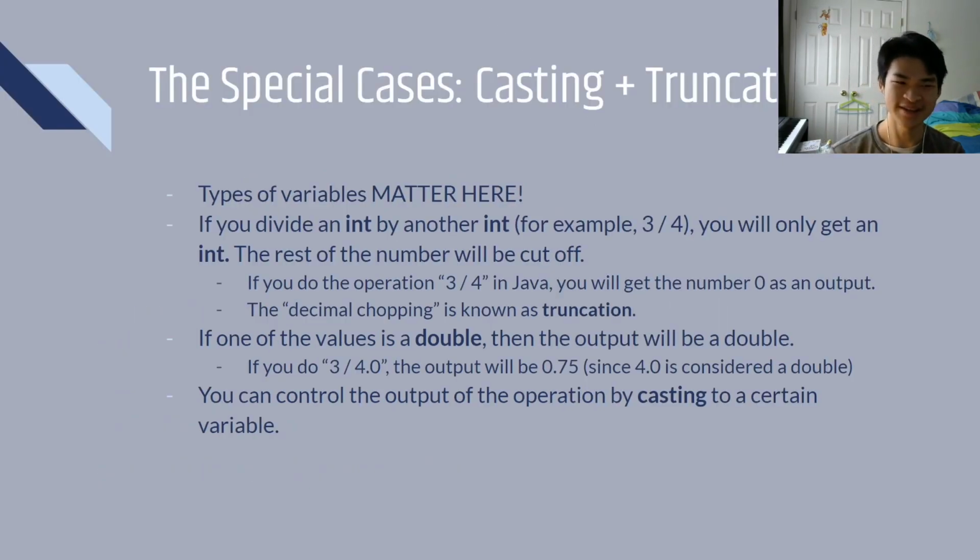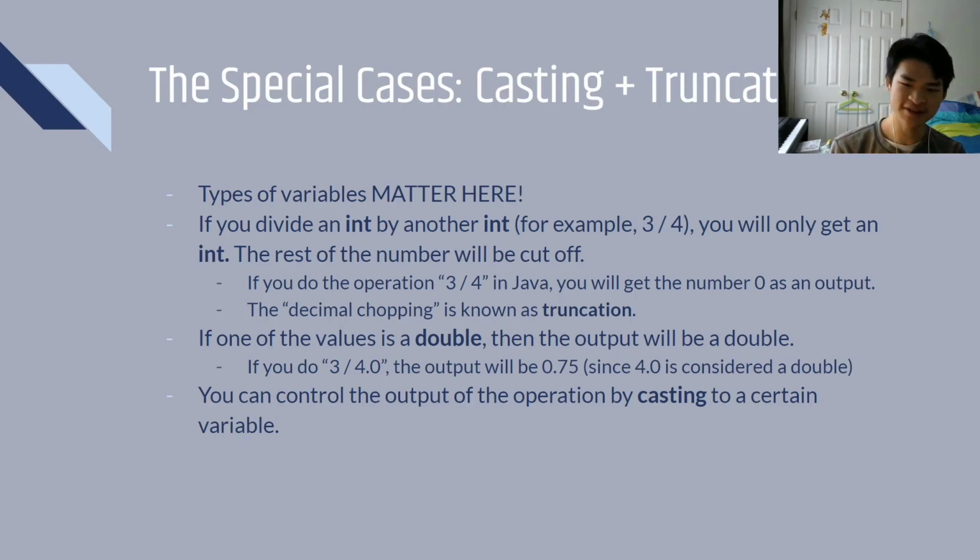We have some special cases in arithmetic operations, and this has to do with the types of variables. If you're not familiar with the types of variables, I highly recommend that you go check the last video. If you divide an integer by another integer, for example, 3 divided by 4, you will only get an integer. The rest of the number will just be chopped off. So the answer should be 0.75, but you'll actually get the number 0 as an output. This decimal chopping is known as truncation. That's a really fancy term; I like to call it decimal chopping, but it's known as truncation.